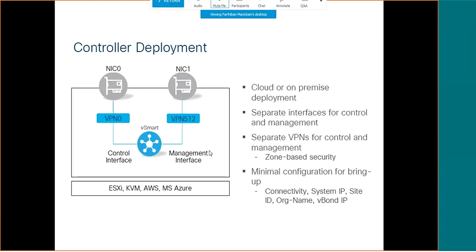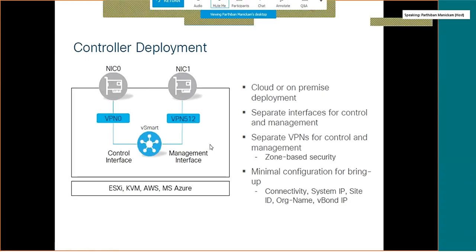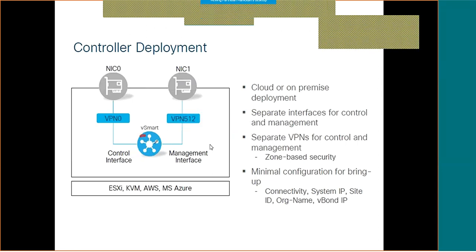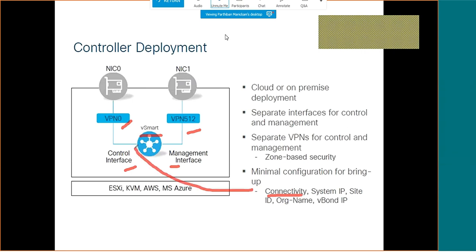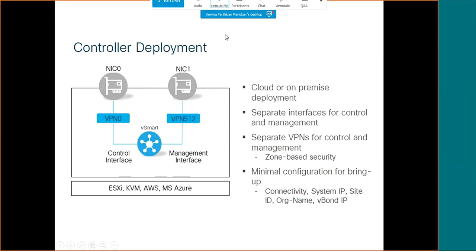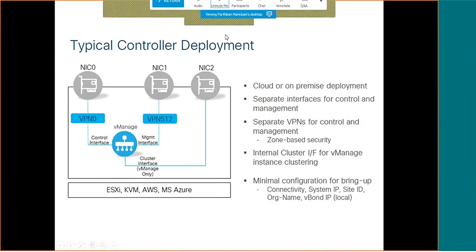Okay, so the same flow will be maintained for vSmarts. We do have a vSmart control interface, control VPN, management interface, and management VPN. So two interfaces and two VPNs, with minimal configuration: connectivity IP to VPN 0, system IP, site ID, organization name, and vBond IP address.